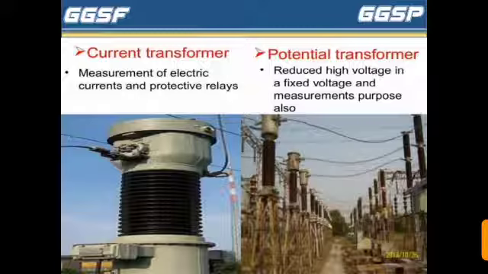Next is the potential transformer. A potential transformer is used to reduce high voltage to a fixed voltage for measurement purposes also. So it is a voltage step down transformer which reduces the voltage of a high voltage circuit to a lower level for the purpose of measurement, and it is used for voltage transformation from a greater value to a lesser one. It is also used in protective relays.